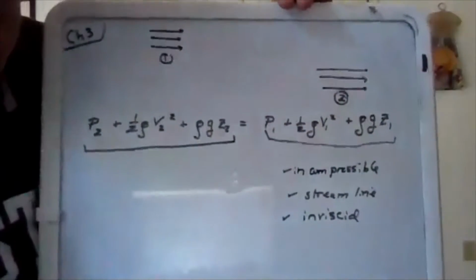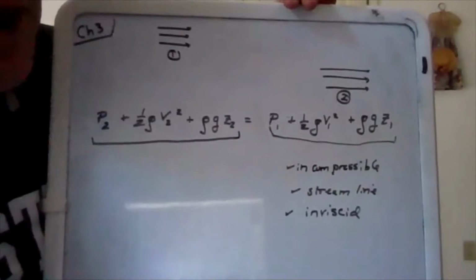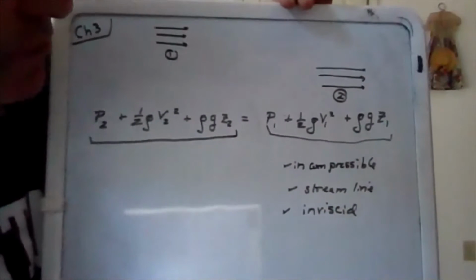Okay, is that always true? No way. I mean, we spent a lot of time in chapter 8 looking at the fact that fluids lose energy in pipes because of viscosity, because of frictional effects.